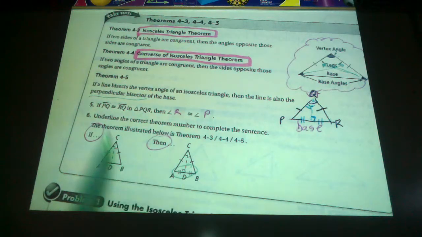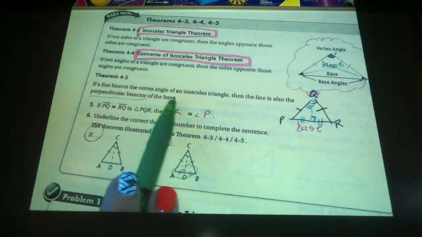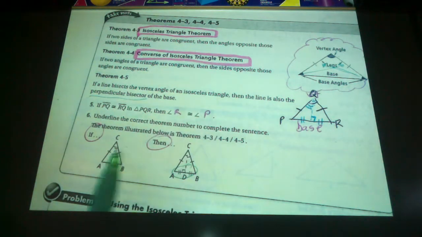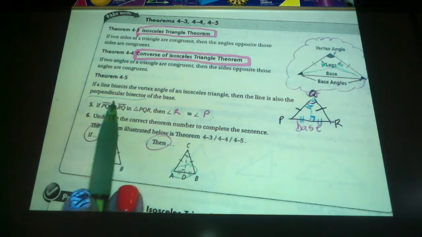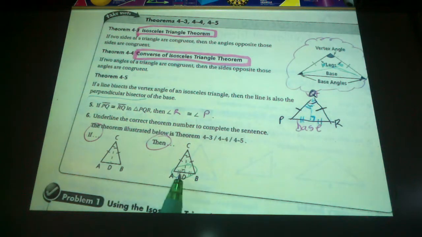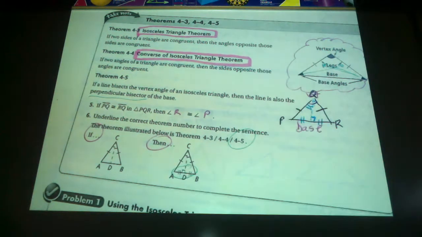So aren't they saying that if a line bisects the vertex angle of an isosceles triangle, then our conclusion is that we have a perpendicular bisector, showing that this line is perpendicular and it's bisecting the segment that it's perpendicular to. So that would be 4-1.